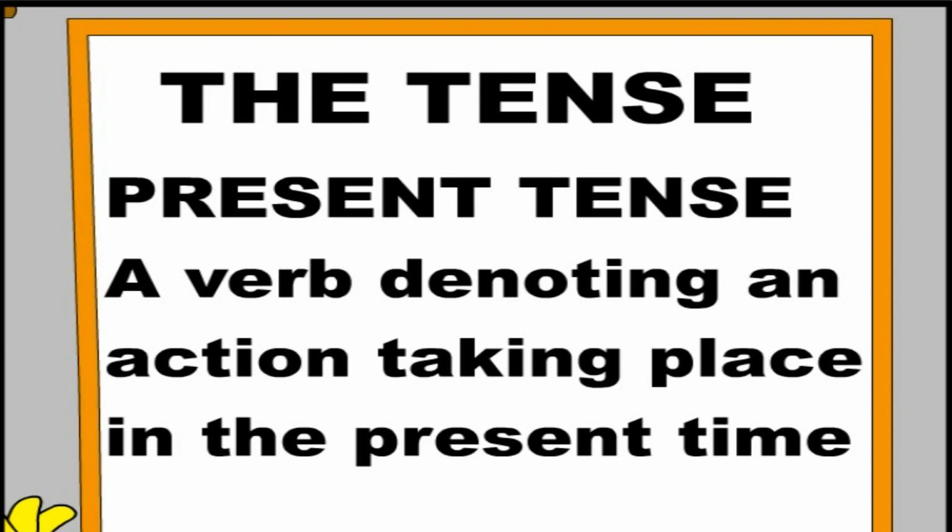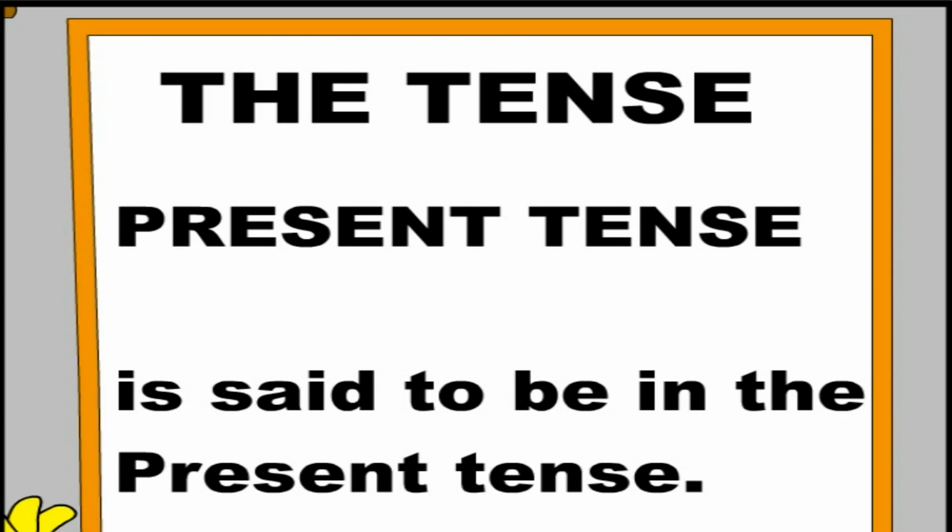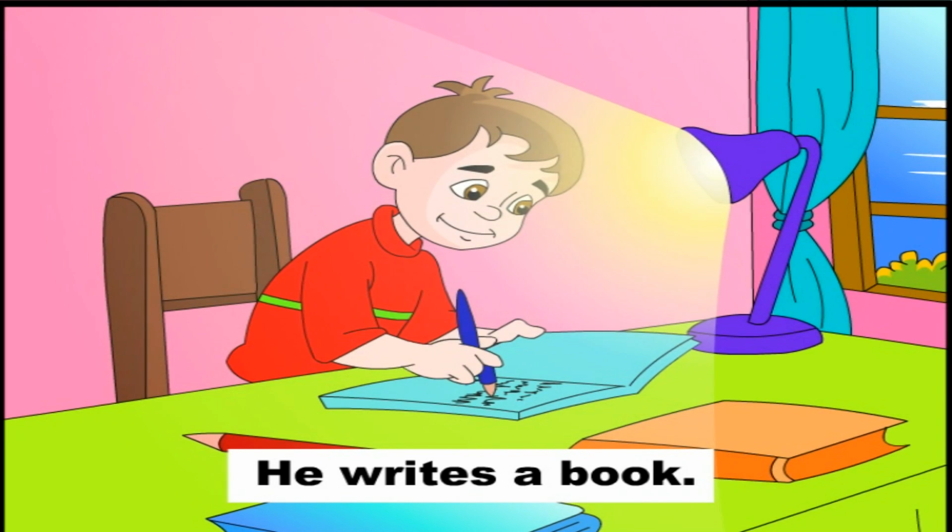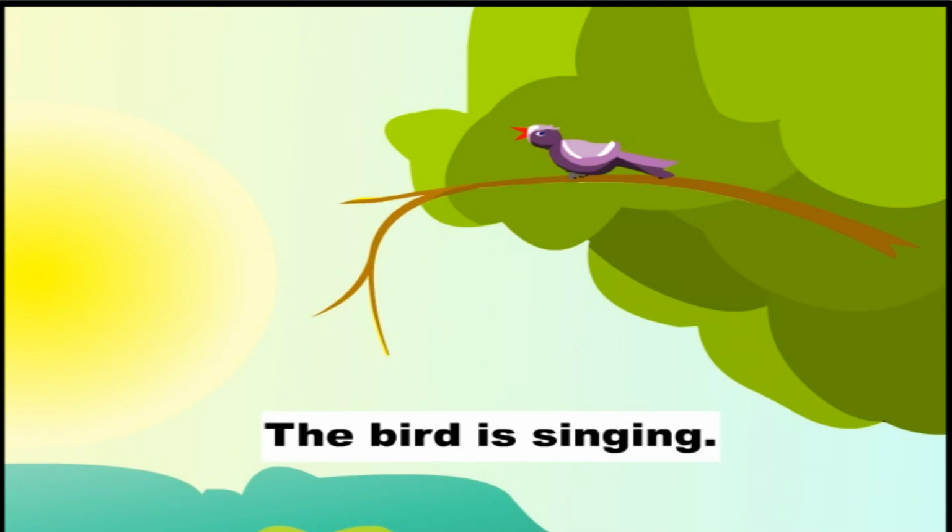Present tense. A verb denoting an action taking place in the present time is said to be in the present tense. Example: He writes a book. The bird is singing.